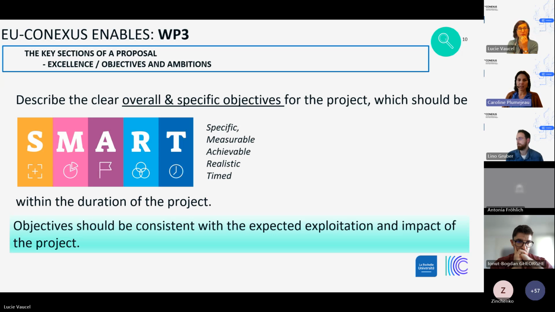We recommend adding means of verification or indicators of achieving the objectives. This will enable measuring the overall performance of the project. And finally, keep in mind that the objectives are expected to be consistent with the expected outcomes and expected impact of the project. And to help you present your objectives well, you can use the SMART methodology. They have to be smart within the project duration. That means specific, measurable, achievable, realistic, and timed.